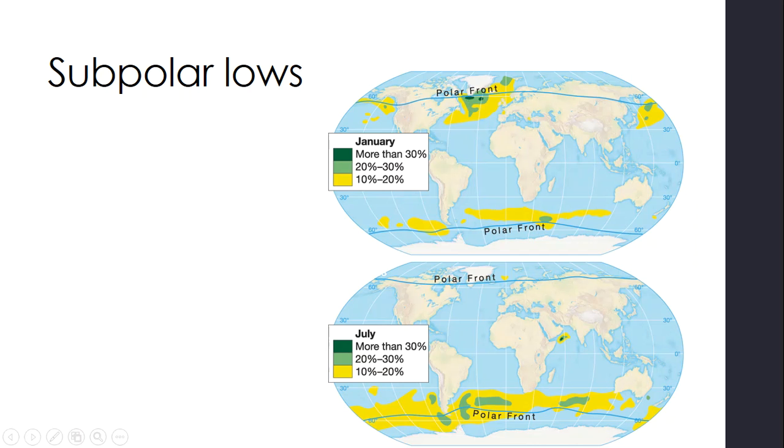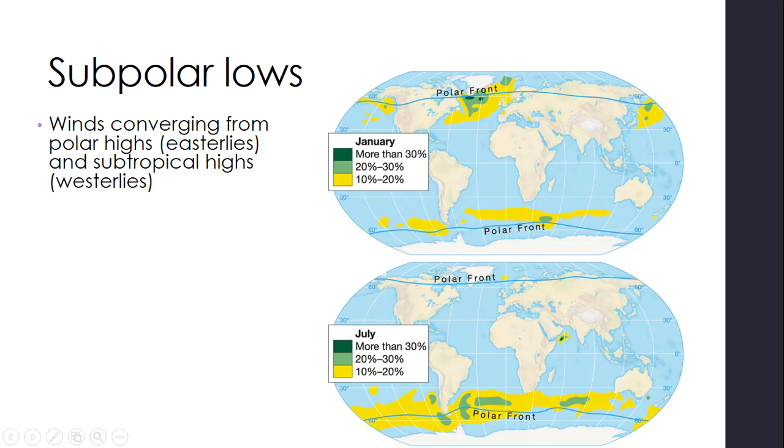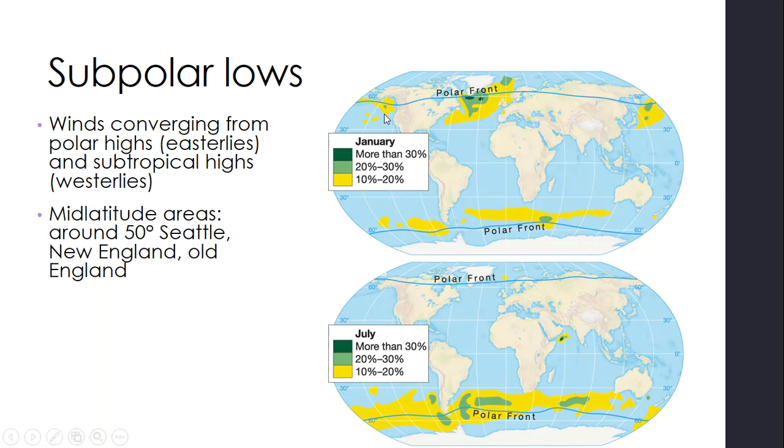And remember, lows, generally, we're talking about rain. So we have winds converging from these polar highs or easterlies, and these subtropical highs or westerlies. They are converging together. You have an area of low pressure. We can see here that's near our Pacific Northwest, which is very, very, very rainy. So mid-latitude areas around 50 degrees, such as Seattle and New England and Old England, here you're again in that subpolar low, you're going to get a lot of precipitation.